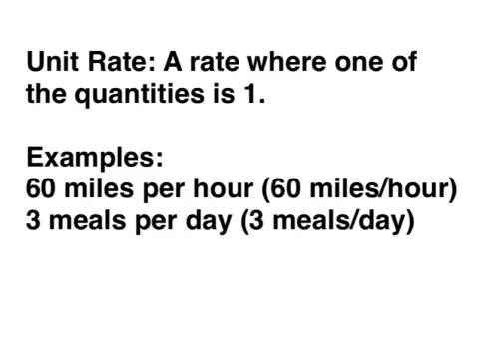Before we had 12 eggs for $3, right? But here we have 60 miles per 1 hour. Now this word per often gets expressed with this little backslash here. So another way of reading this would be 60 miles per hour or 3 meals per day.